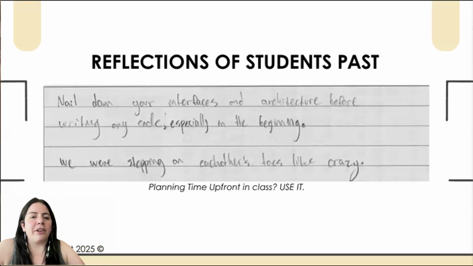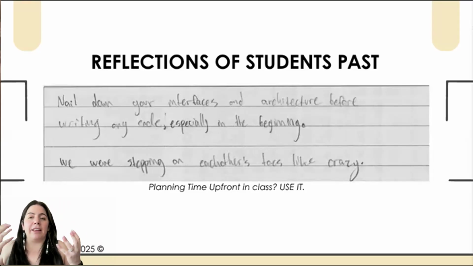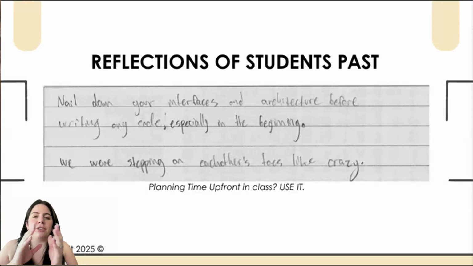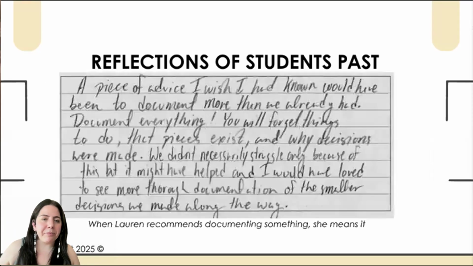Nail down your interfaces and architecture before writing any code, especially in the beginning. We were stepping on each other's toes like crazy, right? So like I said, you're going to have planning time in class up front. Use that planning time. Define those contracts between classes as early as you can. We'll talk more about what that really means in the coming videos, but just to understand that this is a thing that you need to be cognizant of and thinking about from day one.